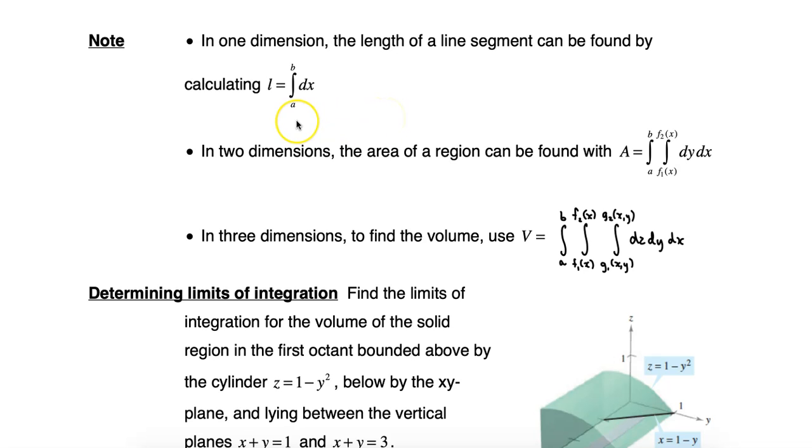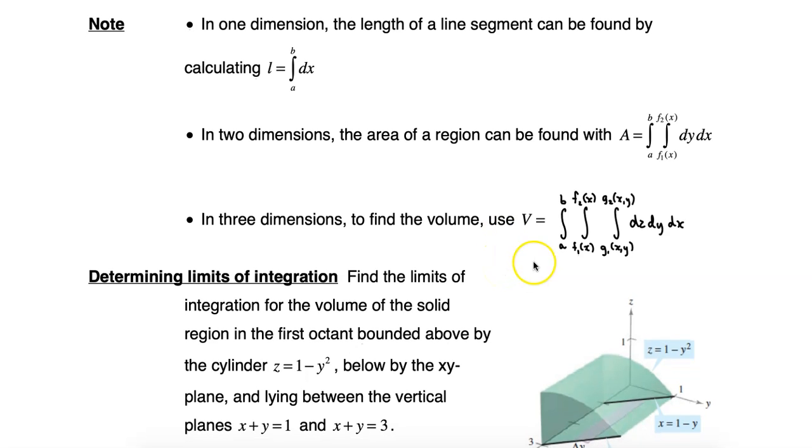In one dimension, to find the length of a line segment, you can just integrate from a to b, and it's going to give you b minus a, quite obviously. In 2 dimensions, the area of a region can be found like this, and in 3 dimensions, the volume is going to be just the same, but with one more integral. And here again, it shows what we discussed earlier. The innermost integral can have the other two variables, the middle integral can have the outer variable, and finally you need constants, or at least no variables that have been integrated already.